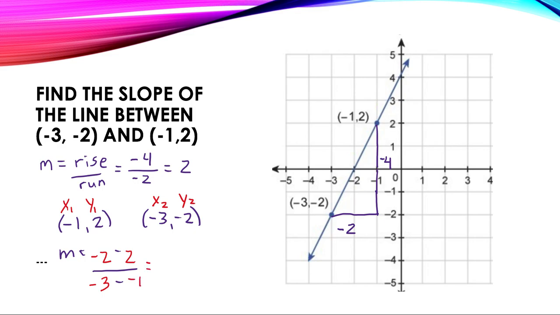And so now we'll simplify. Negative 2 minus 2 is going to be negative 4. And negative 3 minus a negative 1 is going to be negative 2. And again, we end up with a slope of 2. So regardless of the formula that you use, for this particular problem, the slope of that line is going to equal 2.